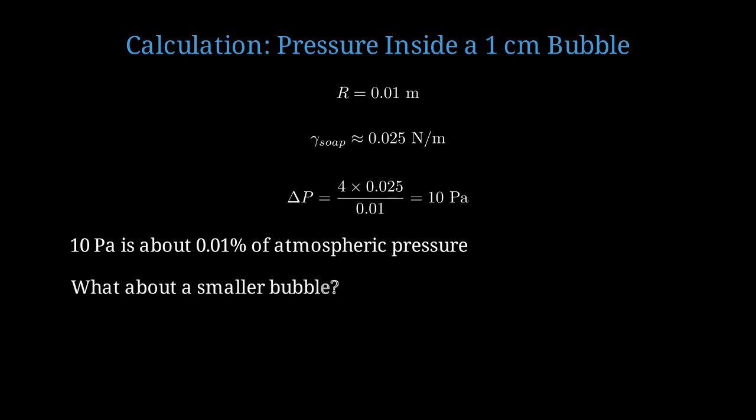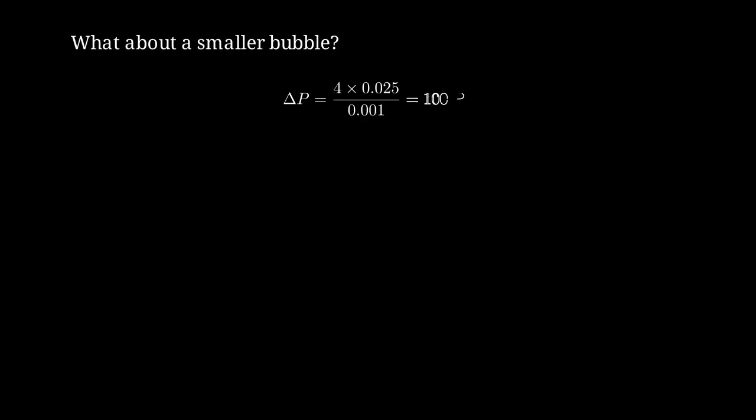Now, what if we had a much smaller bubble? Let's say 1 millimeter in radius. Now delta P equals 100 pascals. Notice that when we decrease the radius by a factor of 10, the pressure increased by a factor of 10. This inverse relationship is fundamental to understanding bubble coalescence.